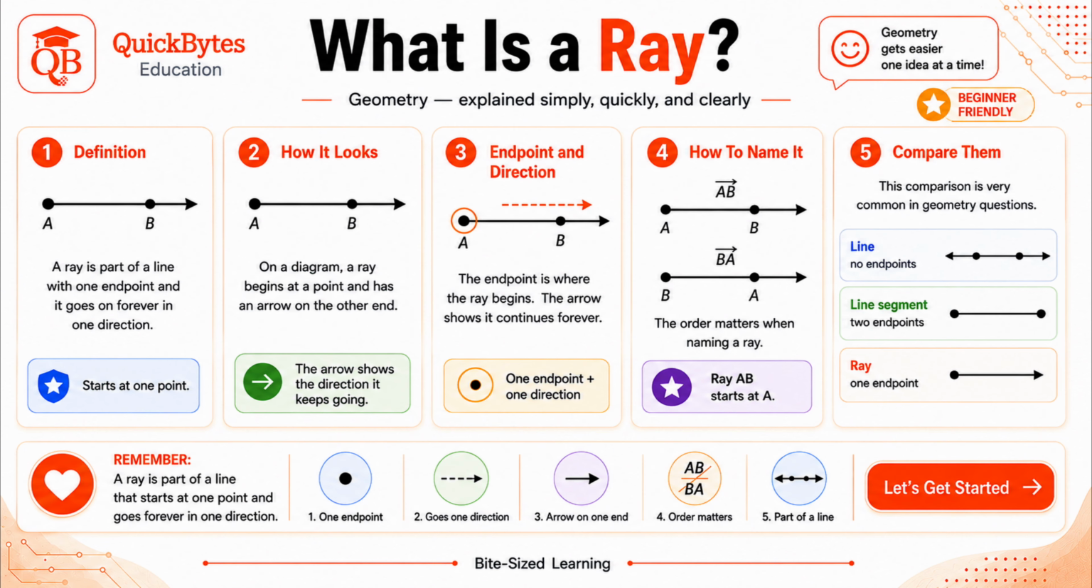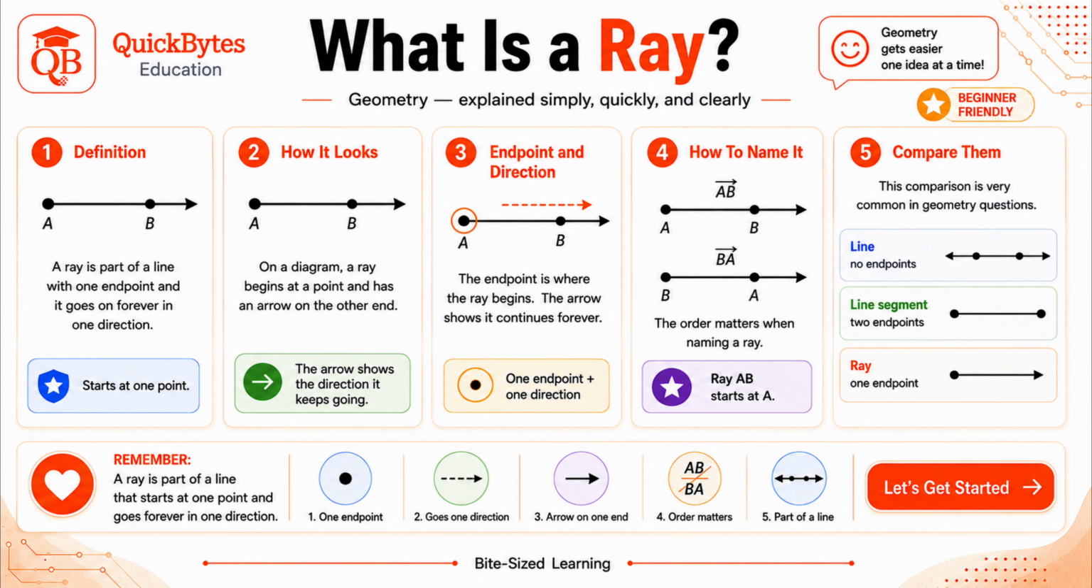A ray is also part of a line, but a ray has one endpoint and goes on forever in one direction. On a diagram, a ray starts at a point and has an arrow on the other end. The endpoint is where the ray begins. The arrow shows the direction it continues forever. For example, ray AB starts at point A and goes through point B. The order matters. Ray AB starts at A. Ray BA would start at B and go the other direction.